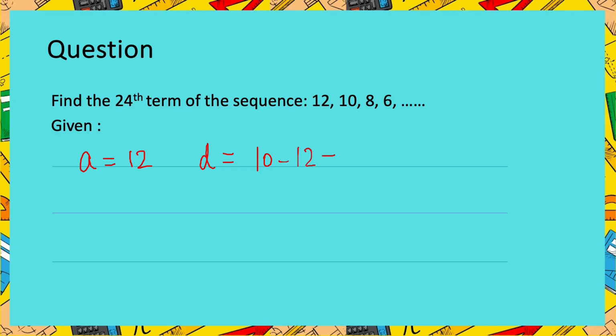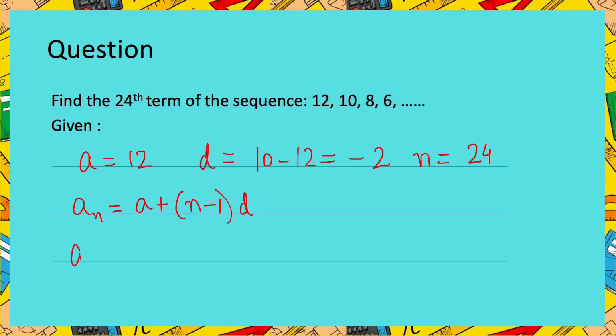Because I want to find out the 24th term here, therefore my n here is 24. Now the first step is always to write the formula, because we all know that we have step marking and you will get marks for the formula as well. So an is equal to a plus n minus 1 into d. Let's substitute the values here.